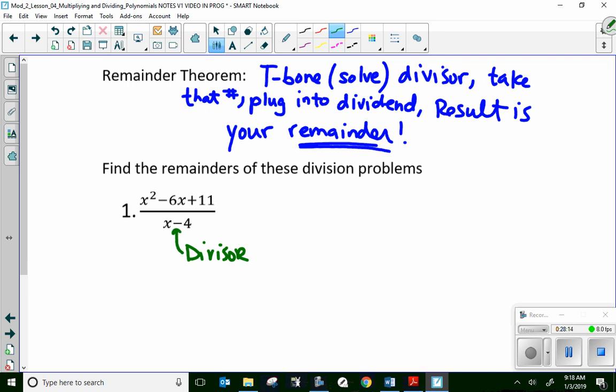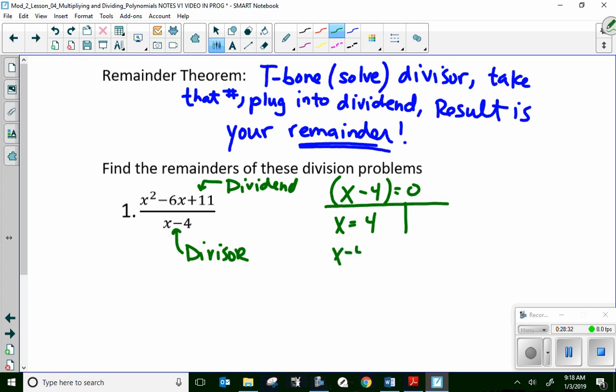That's what's going in. This is your dividend. This is what we're dividing the divisor into. So if I take x minus 4 and I solve it, I T-bone it. My x would equal a positive 4 because x minus 4 equals 0. I add 4 to both sides, and x would equal 4.